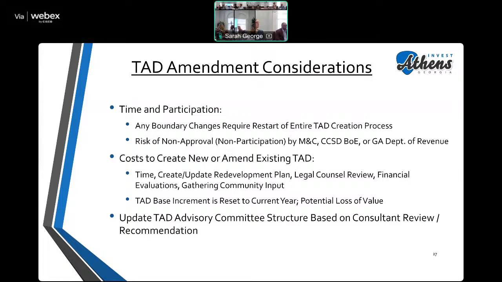As we talked about, the base increment is reset to the current year, so you may miss out on... you don't really miss out. I mean, you only miss out on it going into the TAD fund. You would get it in the general fund anyway because it would be taxed. And then we had that last item in there, which is the TAD advisory committee structure.